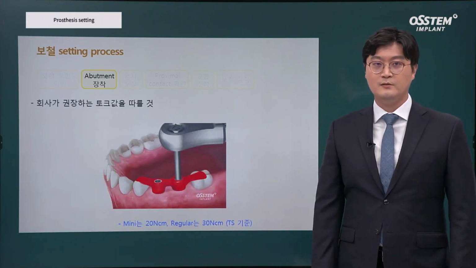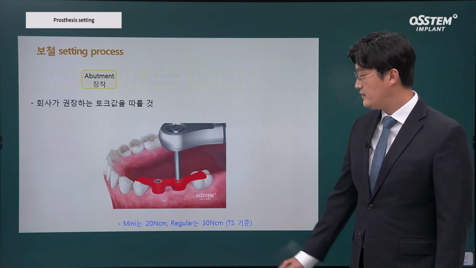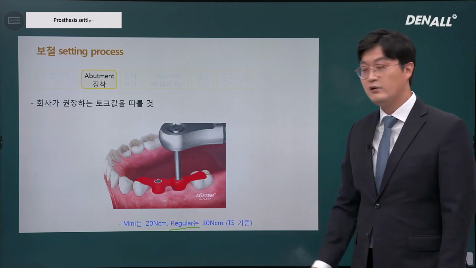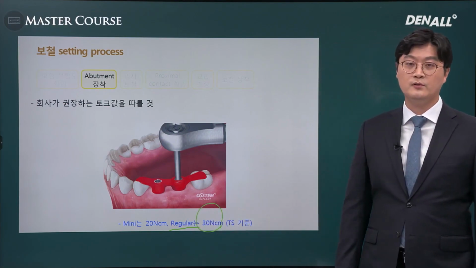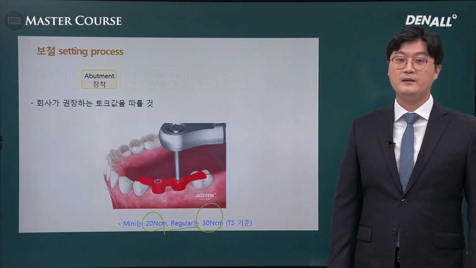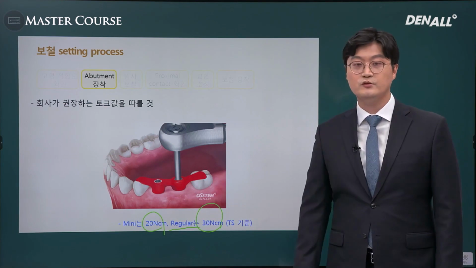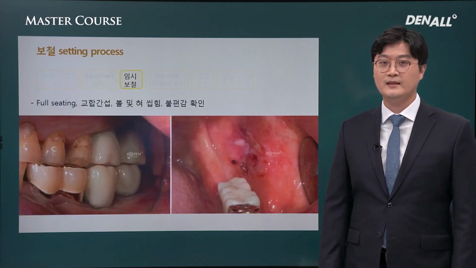You need to follow the torque recommended by the company when connecting the abutment. Except for mini, regular, wide, you need to connect with 30 Newton centimeters, and for mini, you should not exceed 20 Newton centimeters. If it exceeds 20 Newton centimeters, then screw fracture can occur.